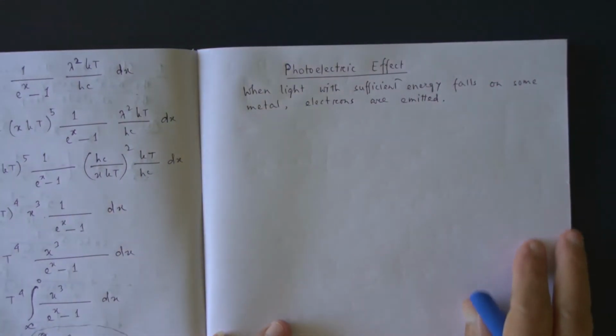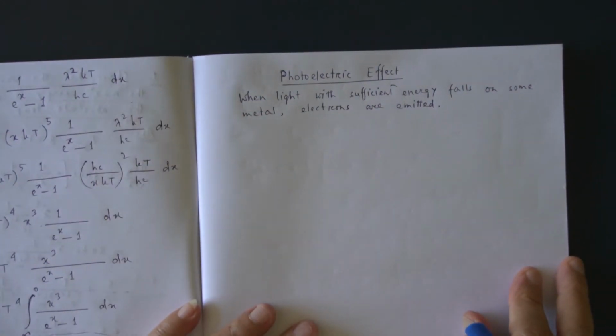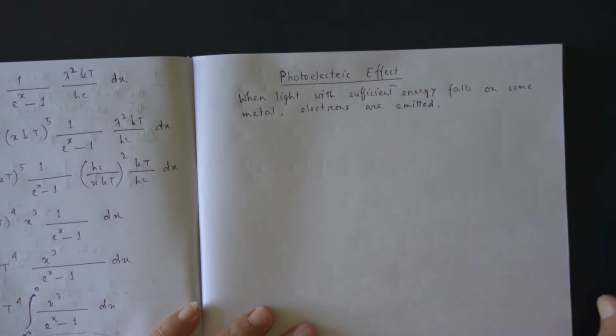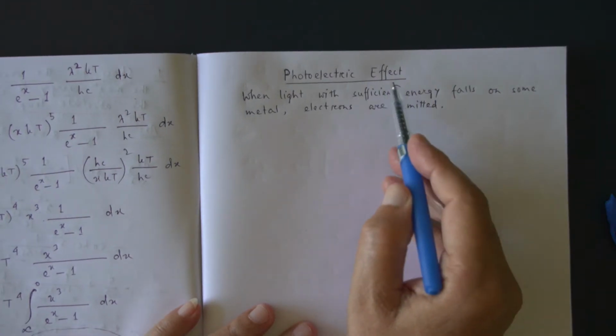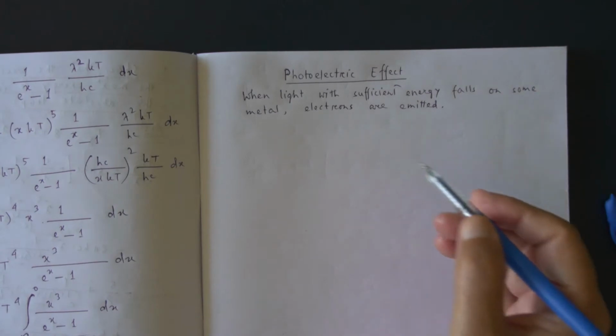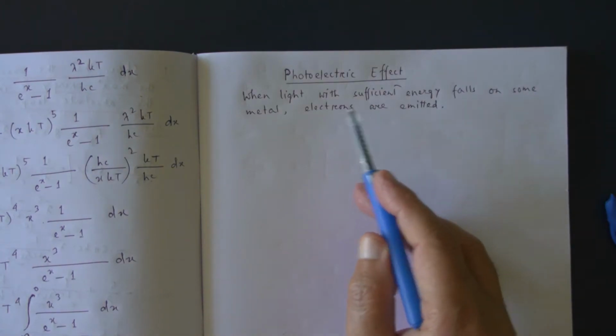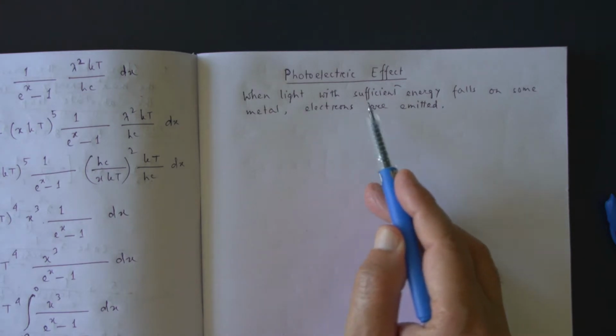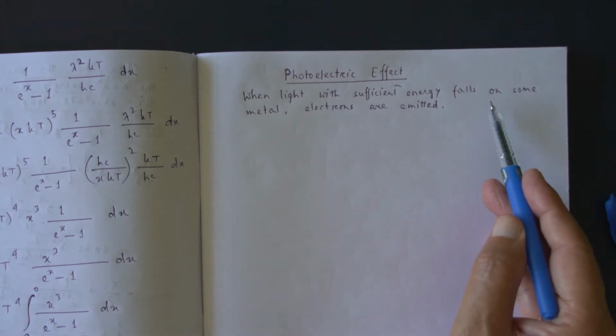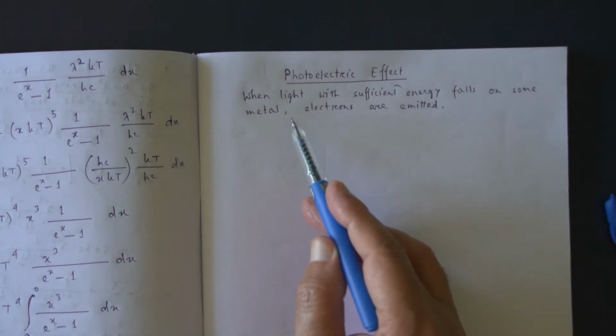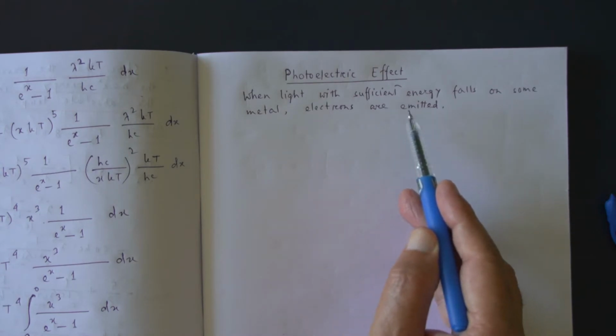Well, today let us discuss the photoelectric effect. Now, what is the photoelectric effect? When light with sufficient energy falls on some metals, electrons are emitted.